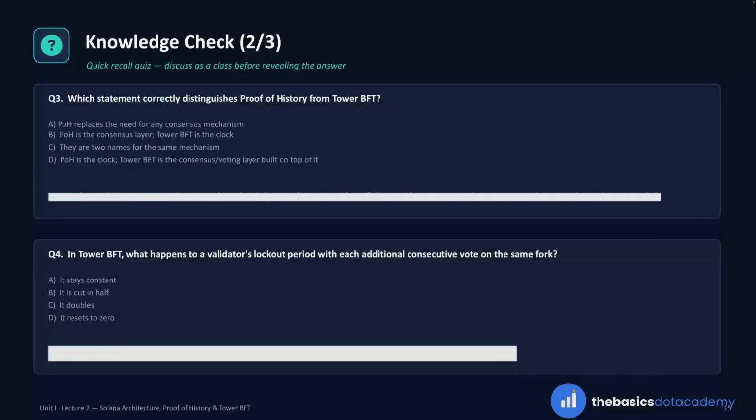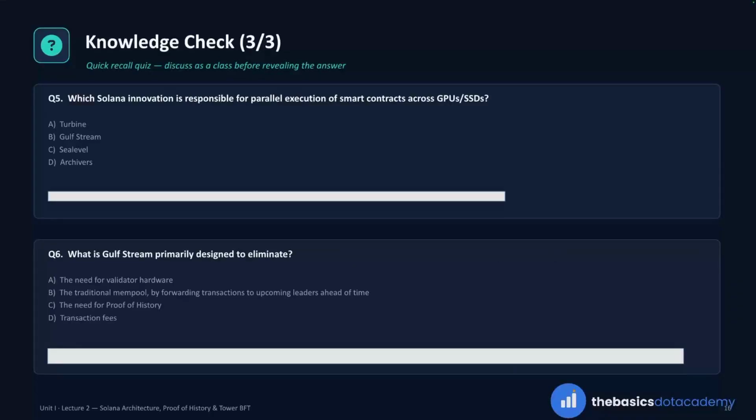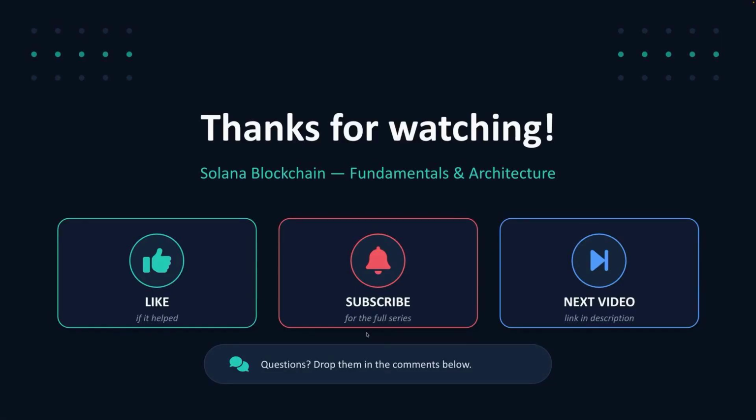Fourth one, in Tower BFT, what happens to a validator's lockout period with each additional consecutive vote on the same fork? And the fifth one, which Solana innovation is responsible for parallel execution of smart contracts across GPUs or SSDs? At last, what is Gulfstream primarily designed to eliminate?